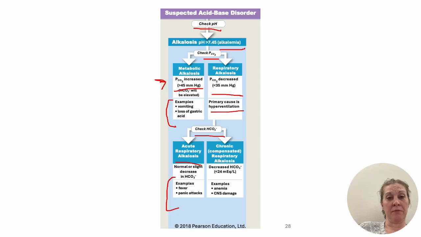Chronic compensated respiratory alkalosis is a little different. You have decreased bicarbonate because we have a little bit of acidity going on, right? And your explanations or examples would be things like anemia and central nervous system damage. So that's the way you would be able to go through and decide whether this is acidosis or alkalosis, and then whether it's respiratory or metabolic, and then you can decipher also if it's acute or if it's compensated for as a chronic condition.